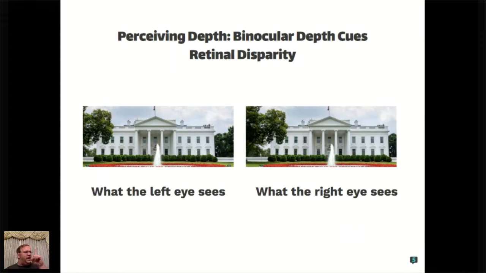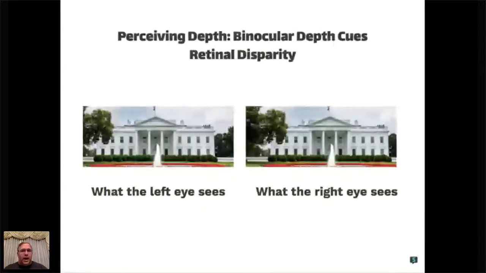And because my finger's up close, there's a great retinal disparity, a great difference between what each eye sees. When it's farther away, there's less retinal disparity. So we can come up with this conclusion: the greater the retinal disparity, the closer an object is to us, or that we see it as. The greater the difference between what each eye sees, the closer the object is to us.